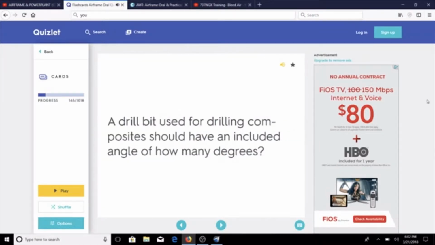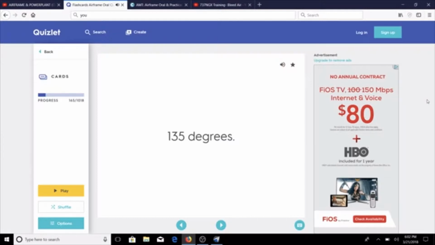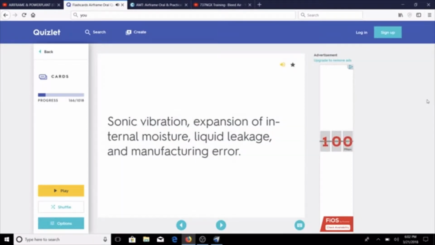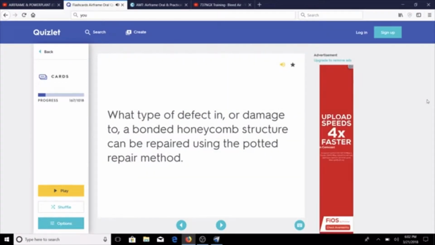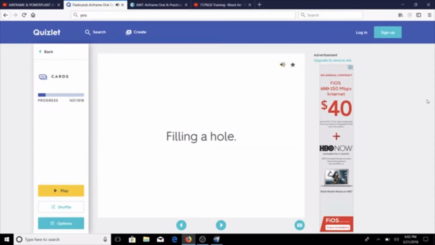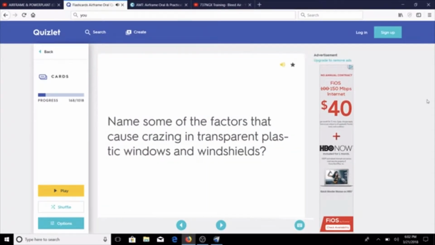A drill bit used for drilling composites should have an included angle of how many degrees? 135 degrees. What are the most common causes for delamination of a composite structure? Sonic vibration, expansion of internal moisture, liquid leakage, and manufacturing error. What type of defect in or damage to a bonded honeycomb structure can be repaired using the potted repair method? Filling a hole. Name some of the factors that cause crazing in transparent plastic windows and windshields.